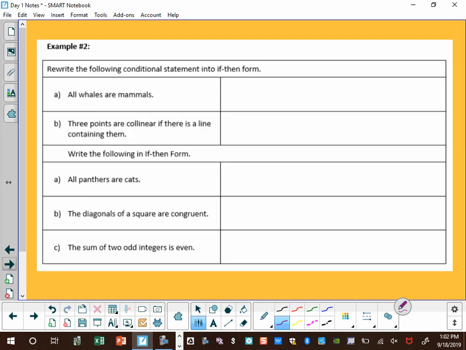Example 2, your directions say rewrite the following conditional statements into if-then form. All right, let's take a look at this first. All whales are mammals. Sam, what are we talking about in this sentence? All whales, so that's going to be my hypothesis. And what's my conclusion? That they are mammals. So they want us to make this into an if-then statement. So I'm going to say, if it is a whale, then it's a mammal. Good.